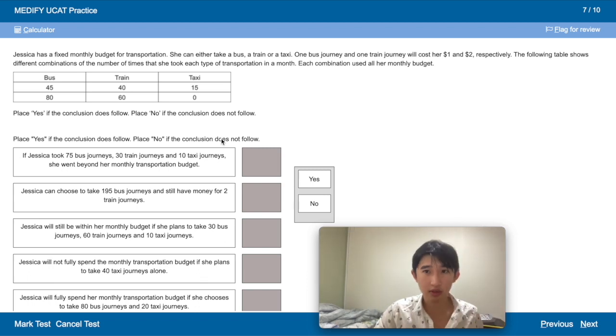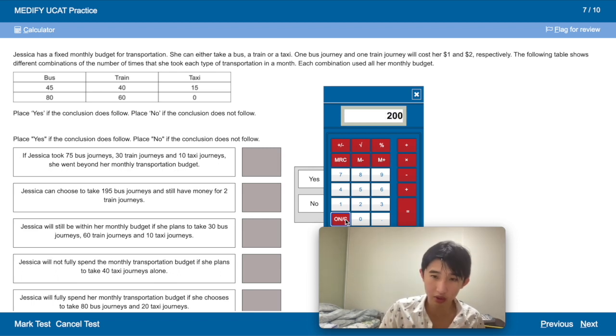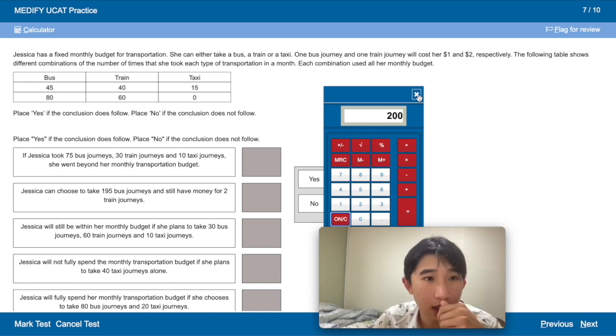Okay, so let's calculate her monthly budget. Just 80 plus 120. So the monthly budget is 200. Okay, so we got that. So if it's 75 bus journeys, 75 bus journeys.